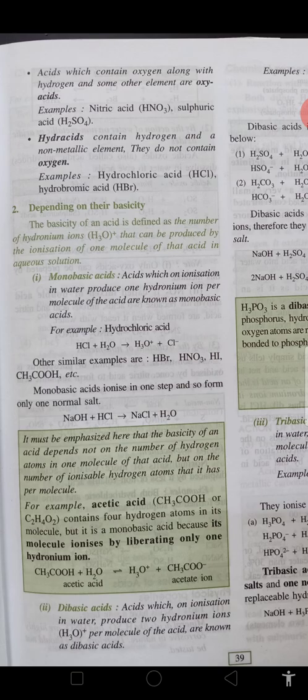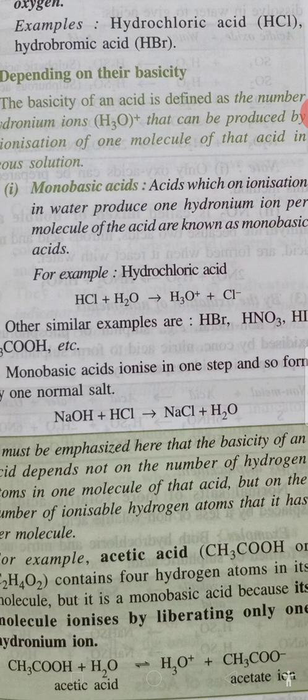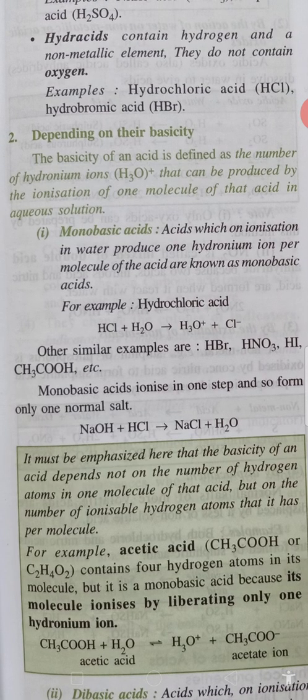Now children, we have also classified our acids on their basicity. Now basicity of an acid is defined as the number of hydronium ions that can be produced by the ionization of one molecule of that acid in aqueous solution. So when you dissolve an acid, if one molecule of an acid gives you one hydronium ion, then it will be called a monobasic acid. So monobasic acids are those acids which on ionization in water produce one hydronium ion per molecule of the acid.